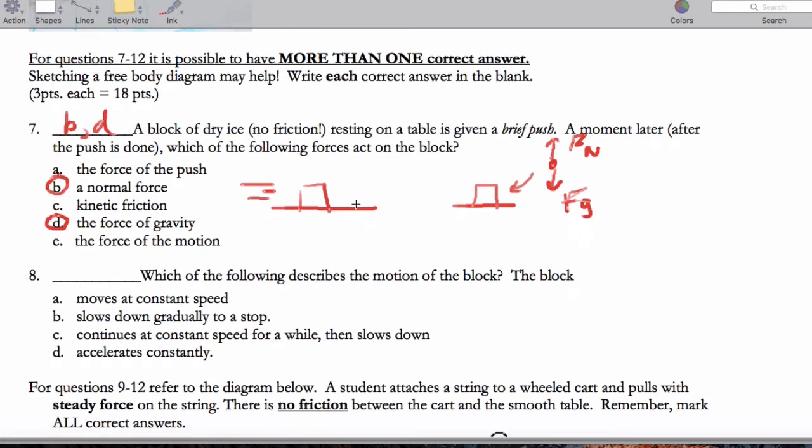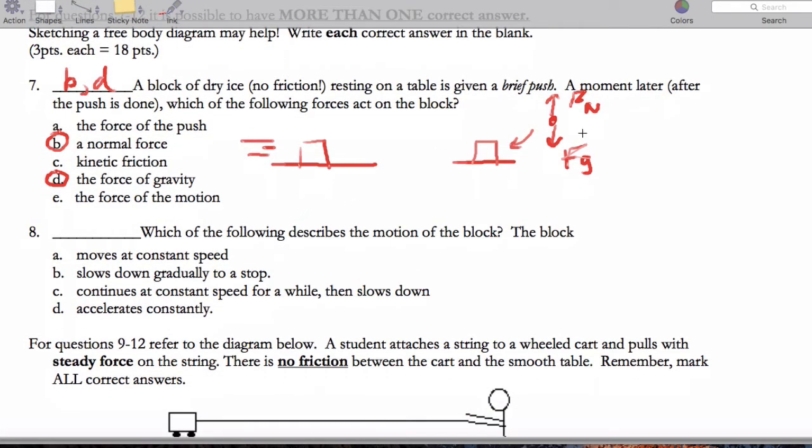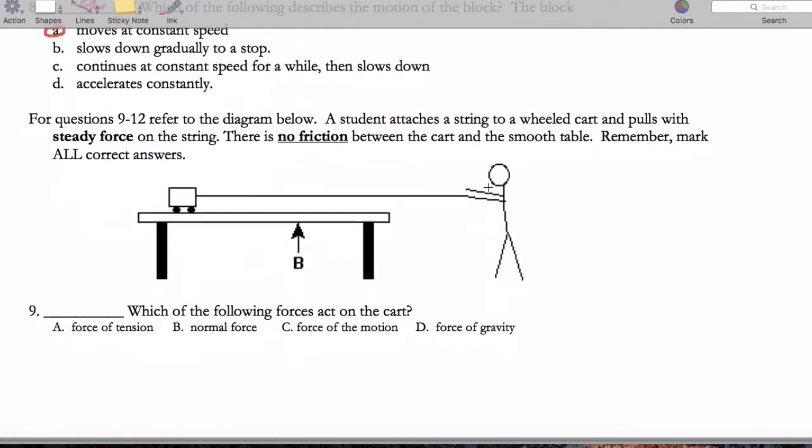For 8, which of the following describes the motion of the block? Given that we are pushing it before, but now we are done pushing it, and the pushing has stopped and we're on a frictionless surface, that means it's going to move at a constant speed in a straight line forever.